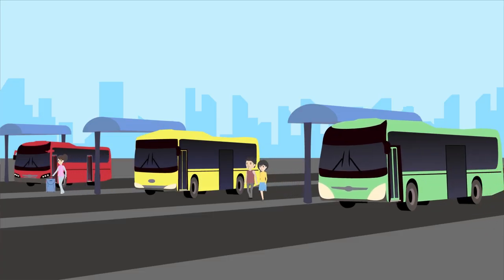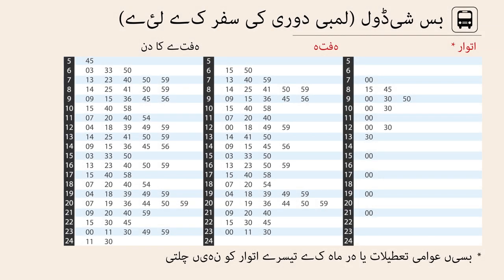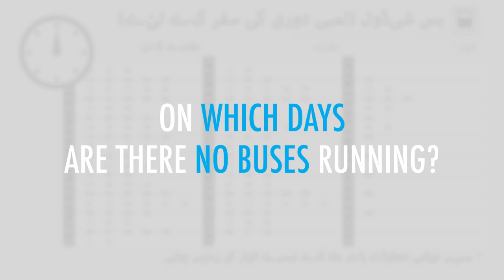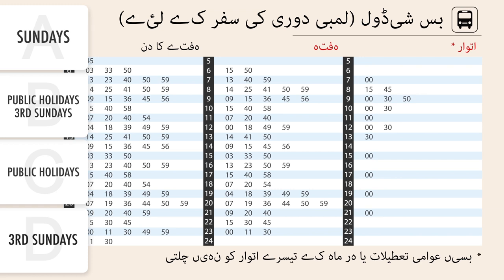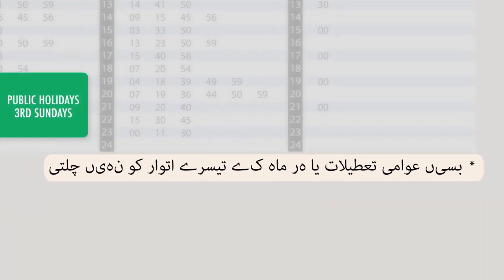You are at a bus terminal where you're reading the schedule for long-distance buses. On which days are there no buses running? There are no buses running on public holidays and the third Sunday of every month. Aam taatil har maah ke teesre itwar.